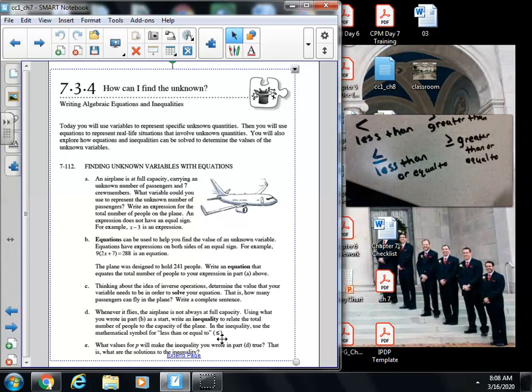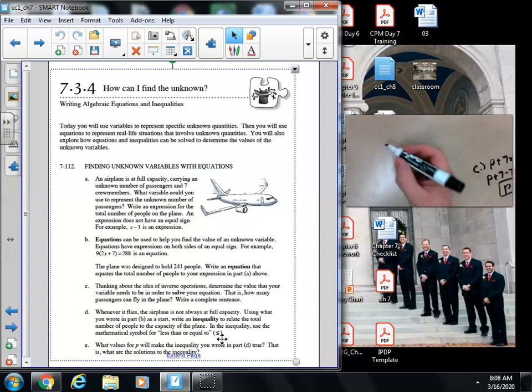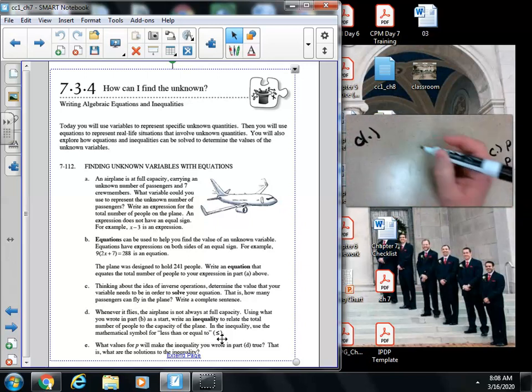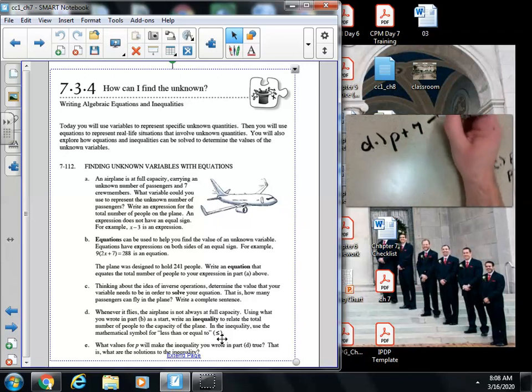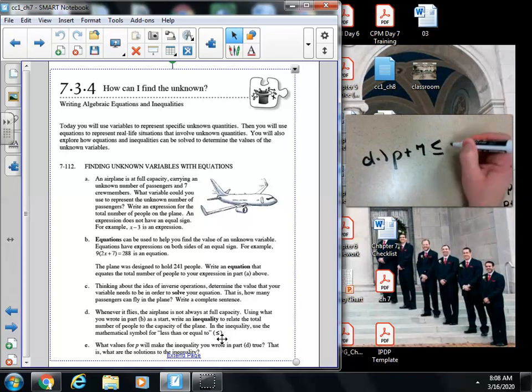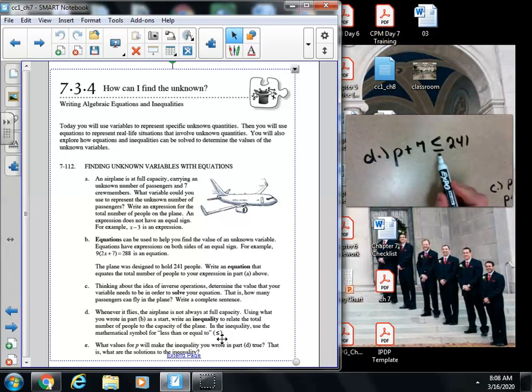So if we want to write an inequality in letter D for this situation, we know that the passengers plus 7 people has to be less than or equal to 241 people. Because we can have exactly 241 people, but we can also have an airplane that has less than that on it, meaning maybe we didn't sell all the seats on the airplane that day.